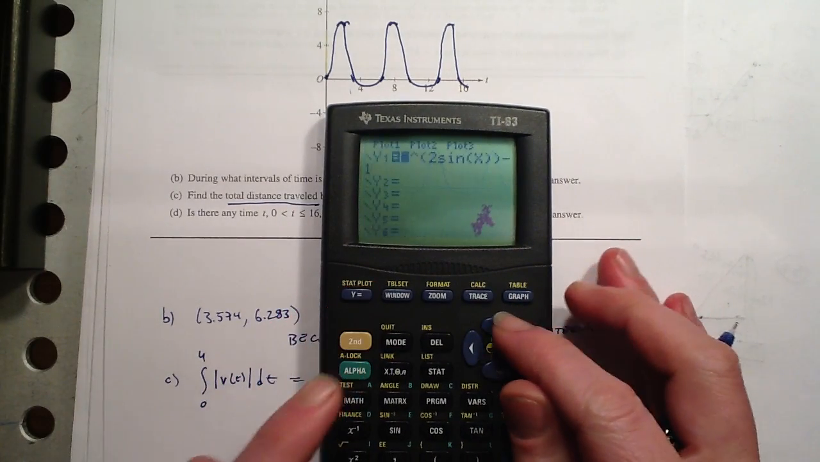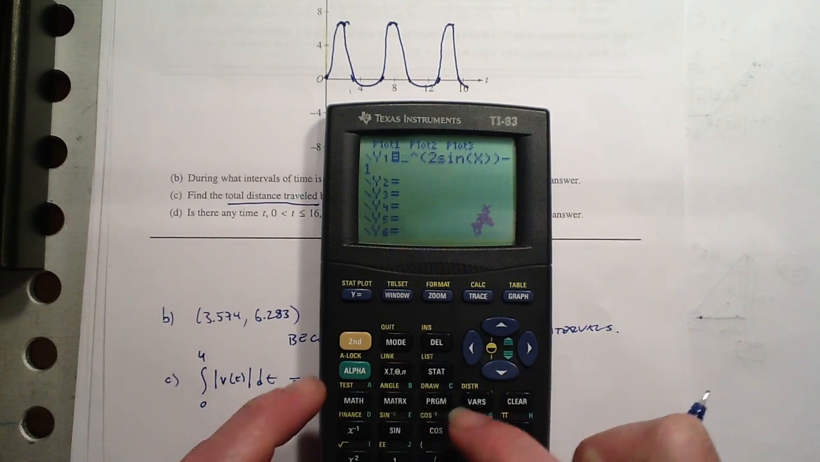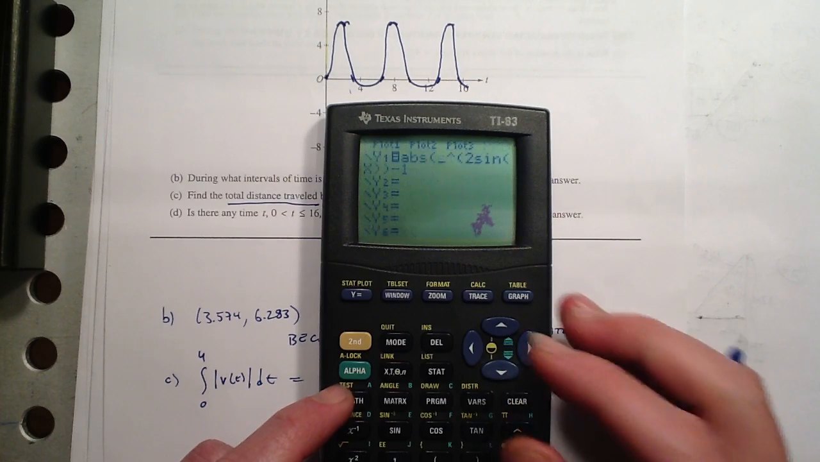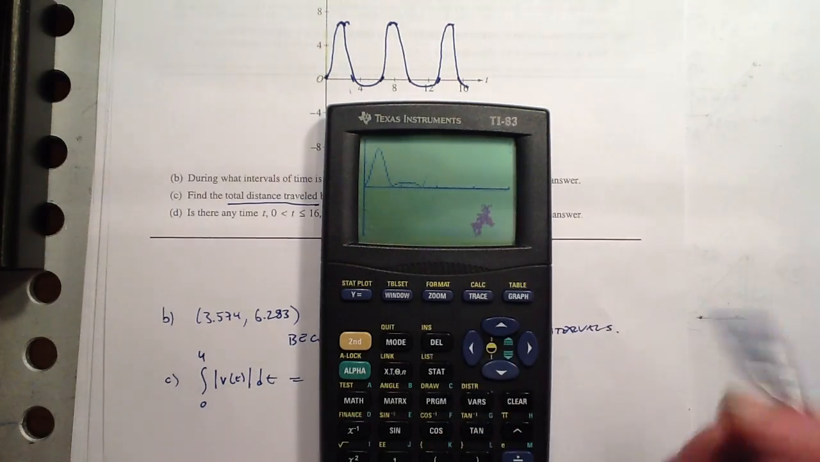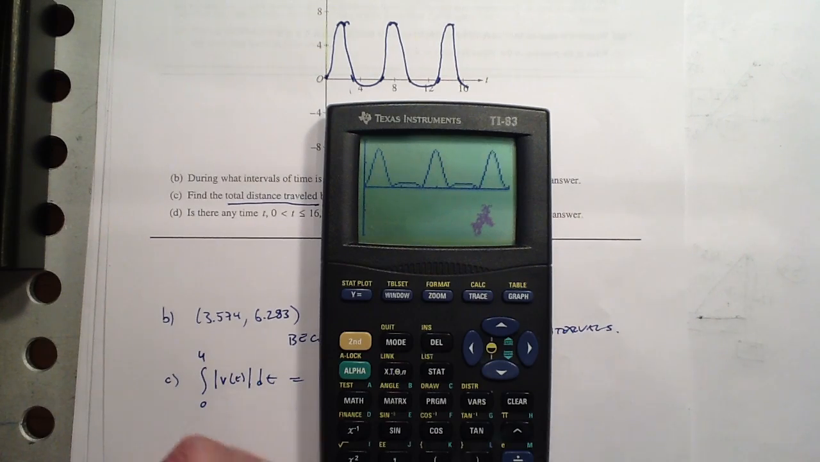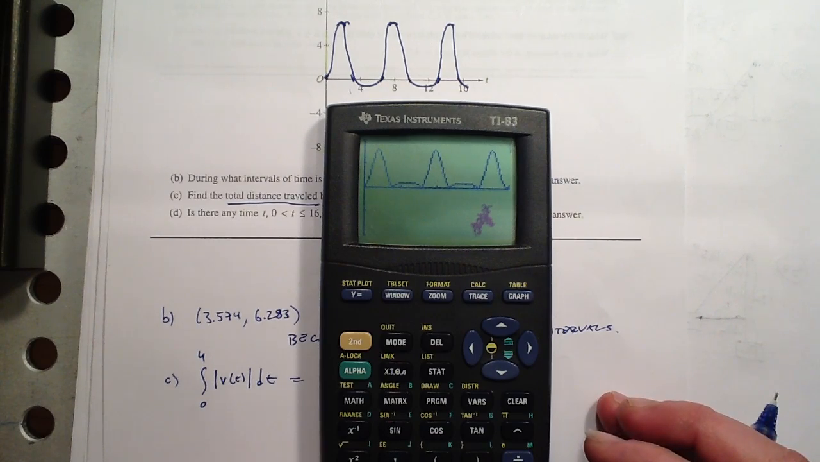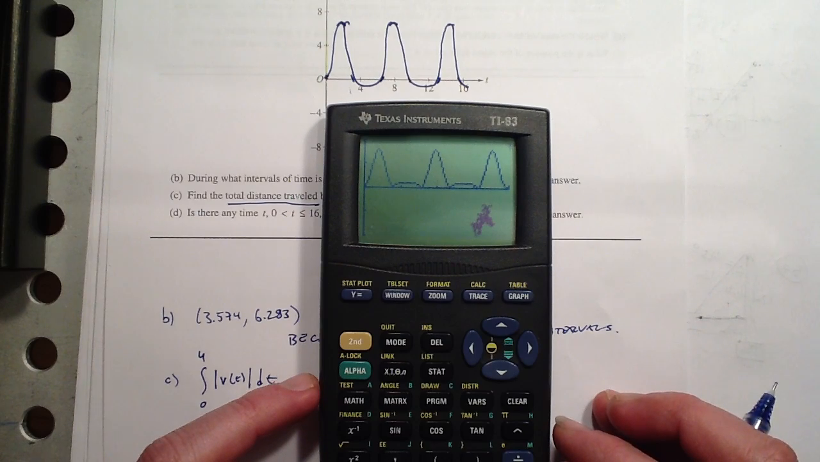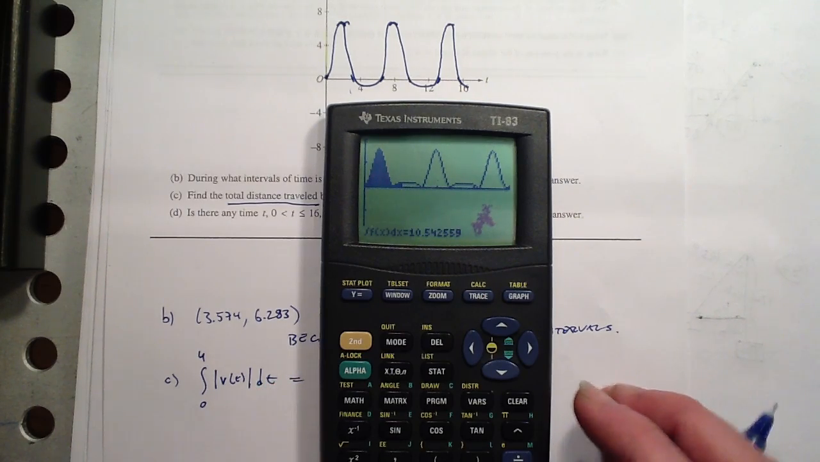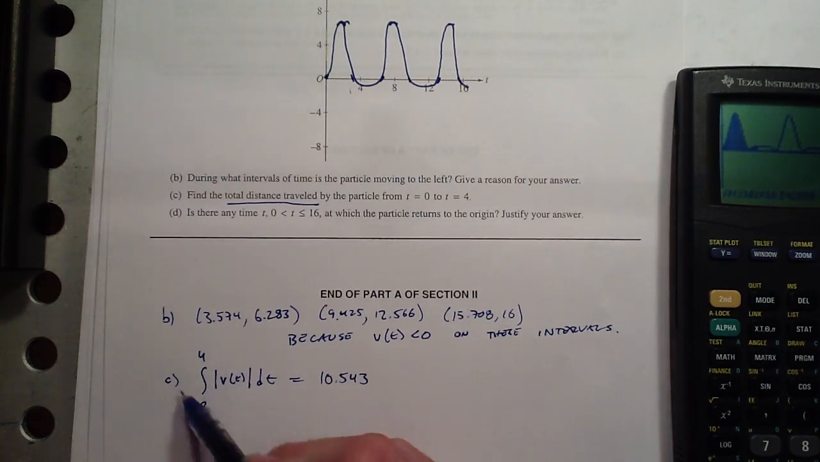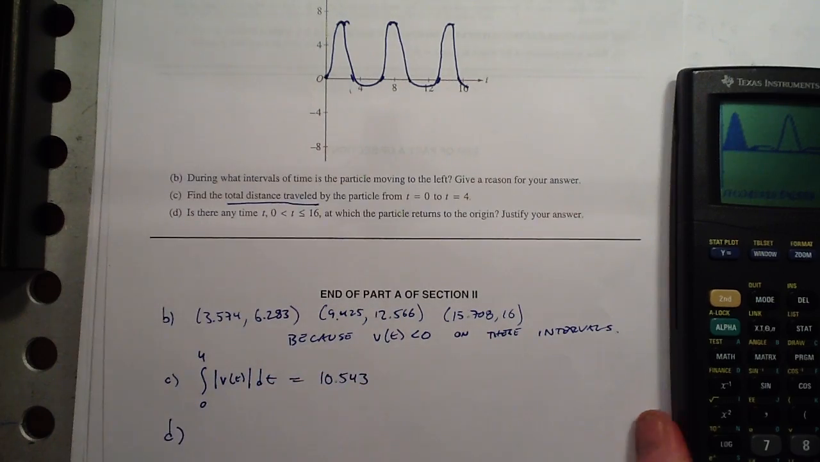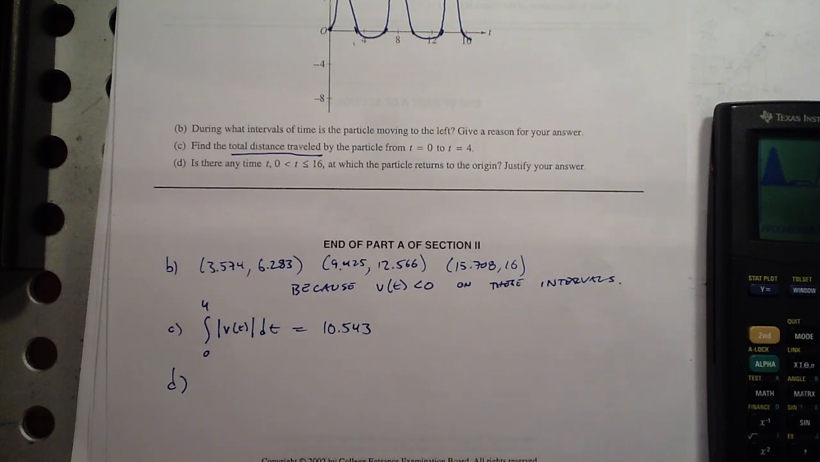So let's go ahead back to y equals. I'm just going to throw a set of absolute value signs around the whole thing and graph that again. You can see those get bounced up. And I want the area under that from 0 to 4. It's thinking. Why so slow? Oh, there we go. Looks like 10.543. Okay. Good idea to actually show this so they can see what you're doing. You might get a point for having this even if something went wrong with the calculation.